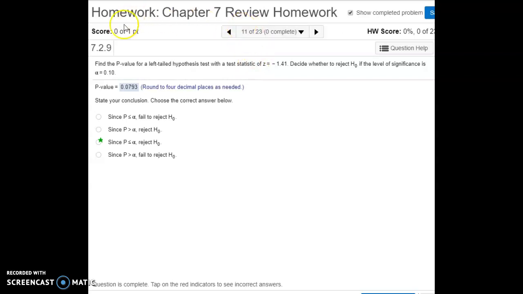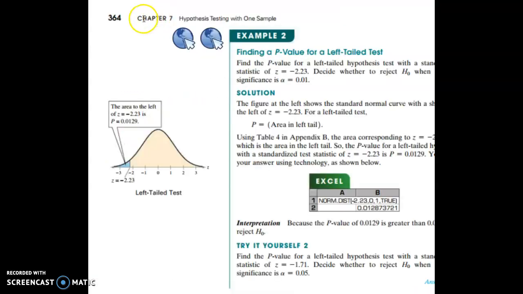For number 11, we're going to find the p-value, and it is a left-tailed hypothesis test, and we have a specified test statistic z-value here. This is discussed in chapter 7.2. Visually, what we're trying to do is find the probability of being further into the left tail than a specific z-value. The probability of being at a specific critical value or even further into the left-hand tail of the distribution.